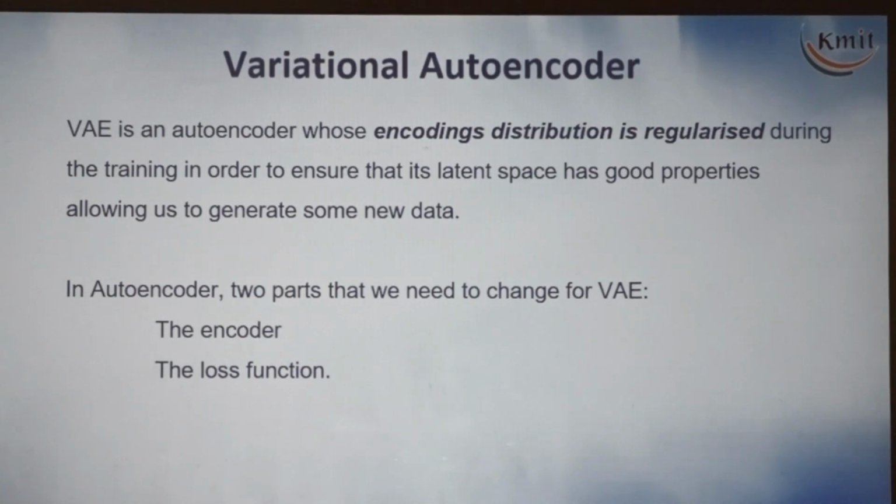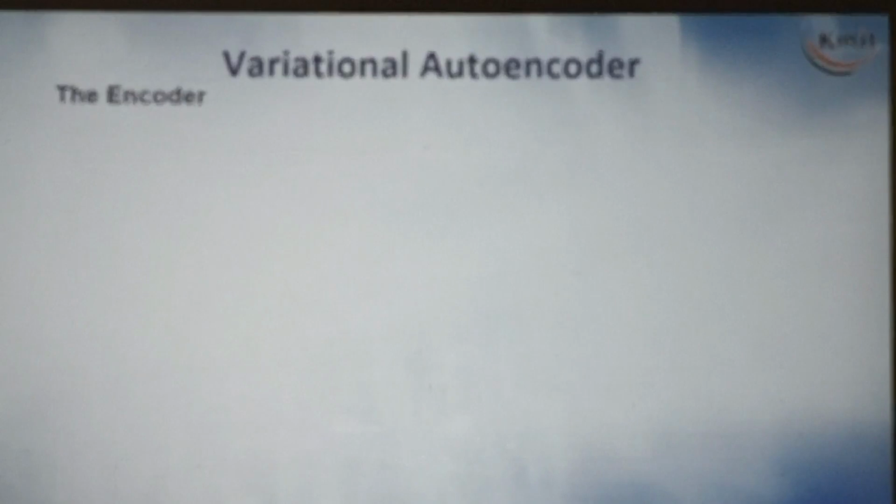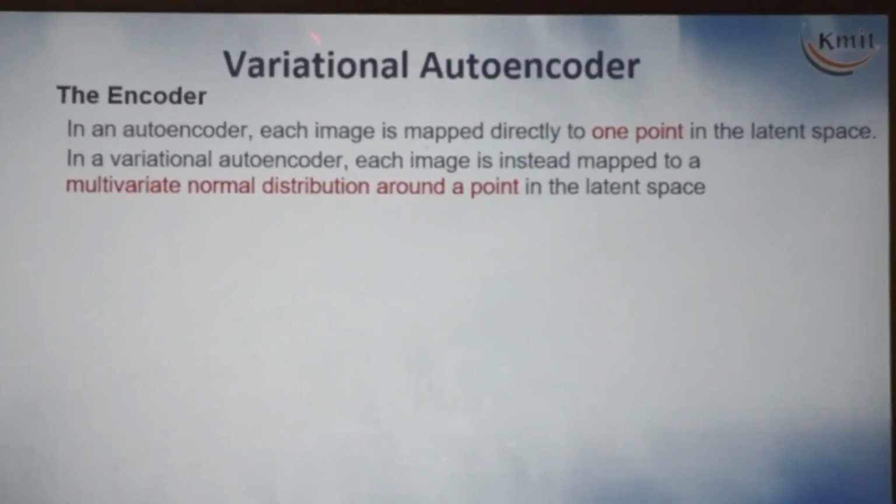Now let us see what we are changing. See here, in the autoencoder we take only one point, and by taking one point we generate the entire image. Sometimes it may give a very good result. Sometimes it will give you something else, right?